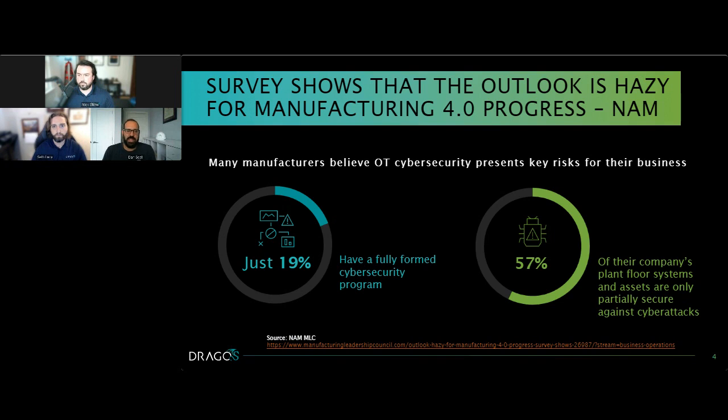Just 57% felt that their company's plant floor systems and assets were partially secure. So the majority was feeling like they weren't really adequately protected. So you're really setting the stage here.